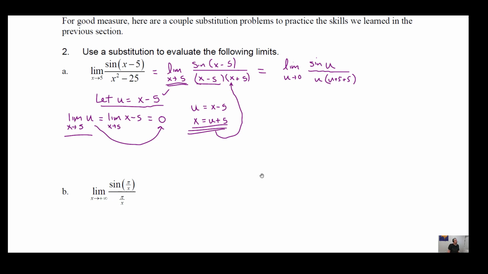And what's gorgeous about that is now it's in the special trig form number 1. There's my copy of 1. If I replace u with 0, I'm getting 0 plus 5 plus 5. That's a 10. So our final answer here is going to be 1 over 10.